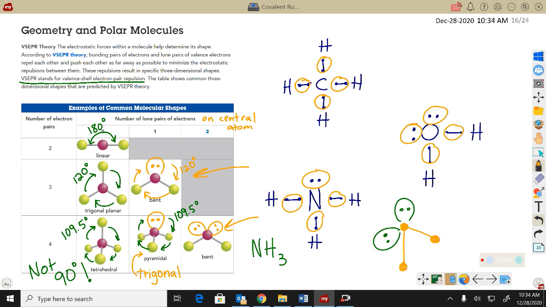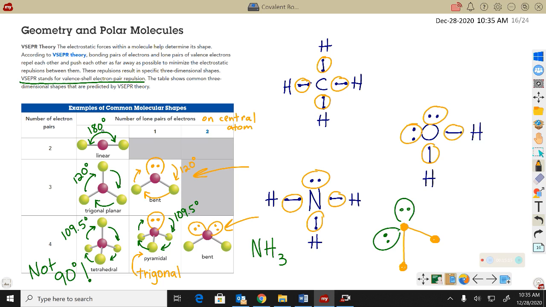So it changes the shape from being linear to bent, and it's going to change the properties of the particle. The same thing can be said about the trigonal planar versus the trigonal pyramid. Their formulas look really similar. They'll have 3 bonding groups on the center. But the trigonal pyramid has a fourth group that's a lone pair.